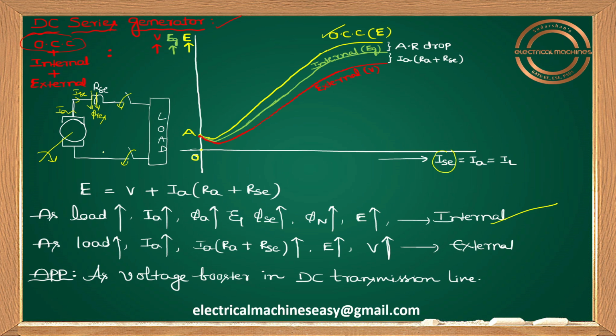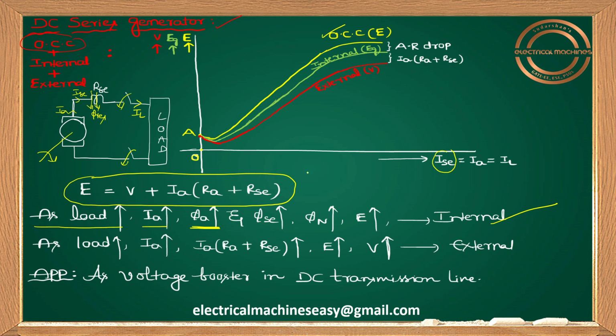You know, guys, for a DC series generator, the KVL equation is E equal to V plus IA into (RA plus RSC). Everybody knows that. Now my simple question is, as the load increases, what happens? As load current increases, ISC and IA increase. As IA increases, what will happen to phi A? Armature flux increases.